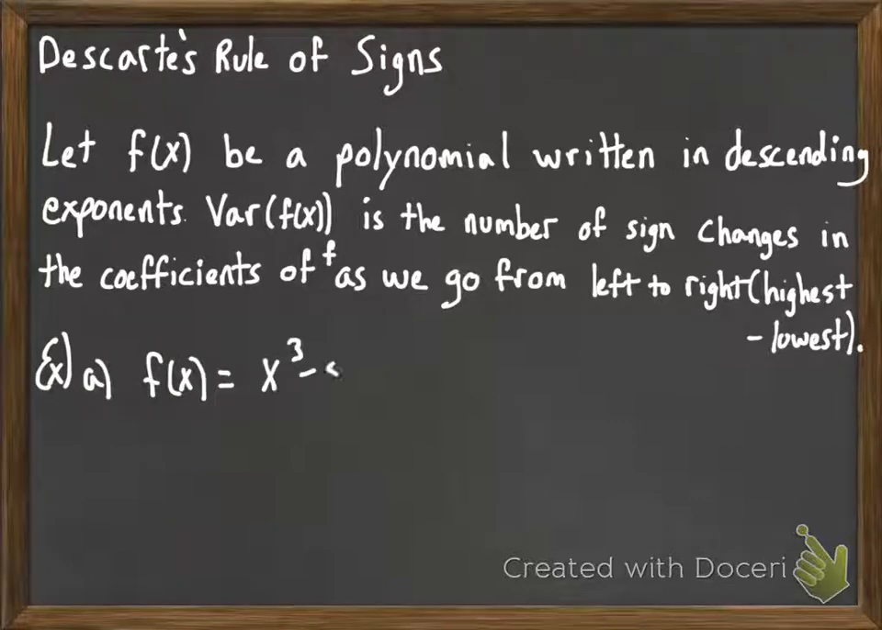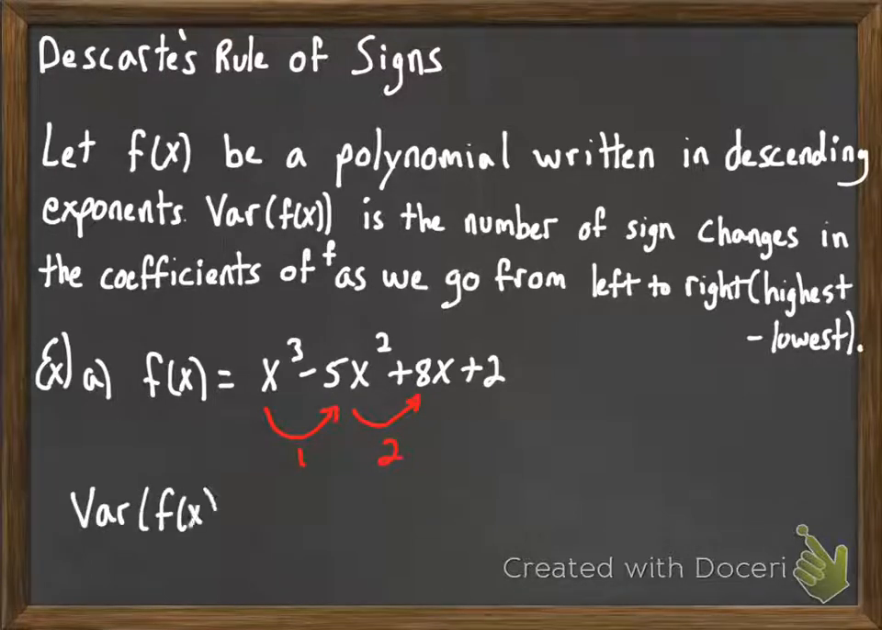So as an example, if we had this polynomial, f of x equals x cubed minus 5x squared plus 8x plus 2, written from highest to lowest, we look as the signs of the coefficients switch from positive to negative or negative to positive, and we just count those things. So in this case, we see that there are two sign changes in the coefficients, so we would say that the variation of f of x is 2. Pretty easy idea, but it's essential to this Descartes' rule of signs that we're going to state in a moment.